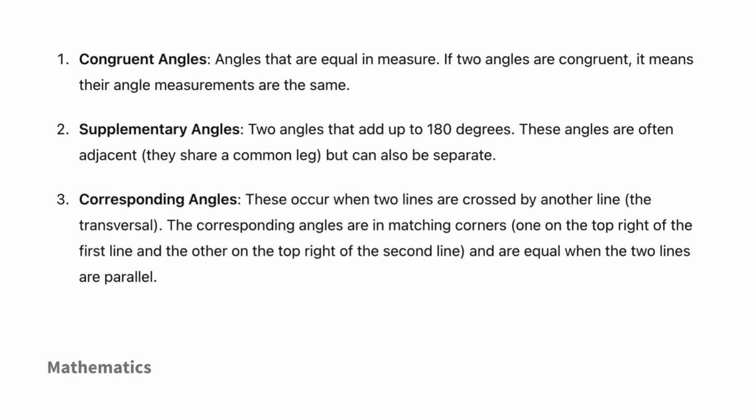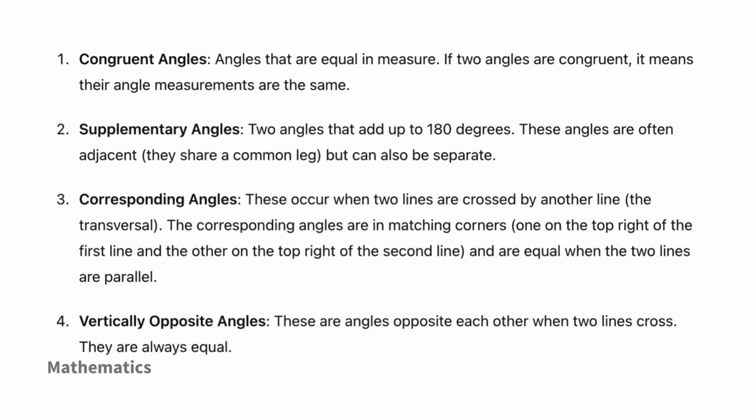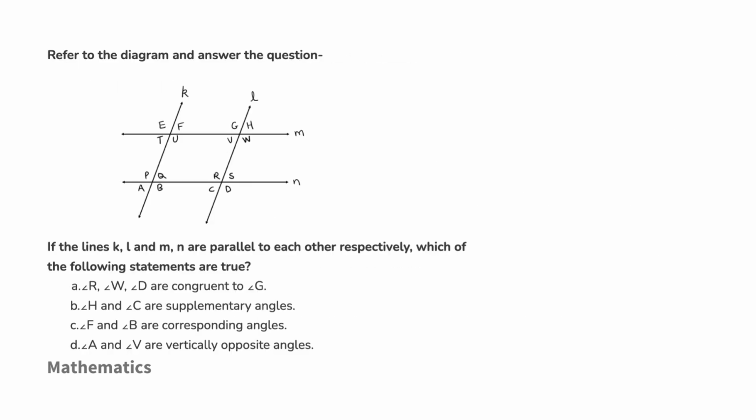Third, corresponding angles occur when 2 lines are crossed by another line, and this is called the transversal. The corresponding angles are in matching corners, meaning one is on the top right of the first line and the other on the top right of the second line. And these are equal when the 2 lines are parallel. Finally, fourth, we have vertically opposite angles. These are angles opposite each other. When two lines cross, they are always equal. Knowing this, let's go back to the original question.